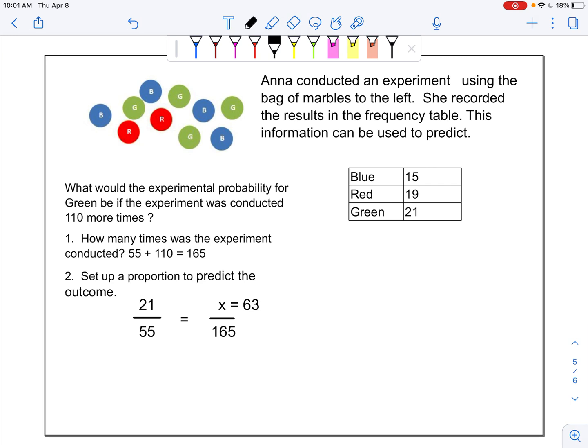So here we have the same experiment conducted 55 times. But now they want to know what would happen if they conducted the experiment an additional 110 times. How many times would you expect that green to show up? Well, we can use what we know about proportions to predict probability. So if green showed up 21 out of 55 times, how many times would you expect it to show up out of 165 times? Because there's that 55 plus the additional 110. So we're just going to cross multiply, divide. So 21 is to 55 as 63 is to 165.